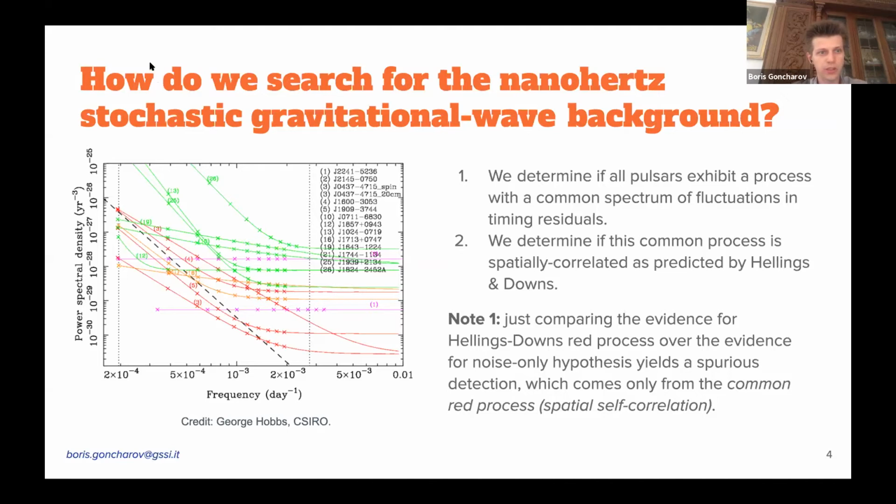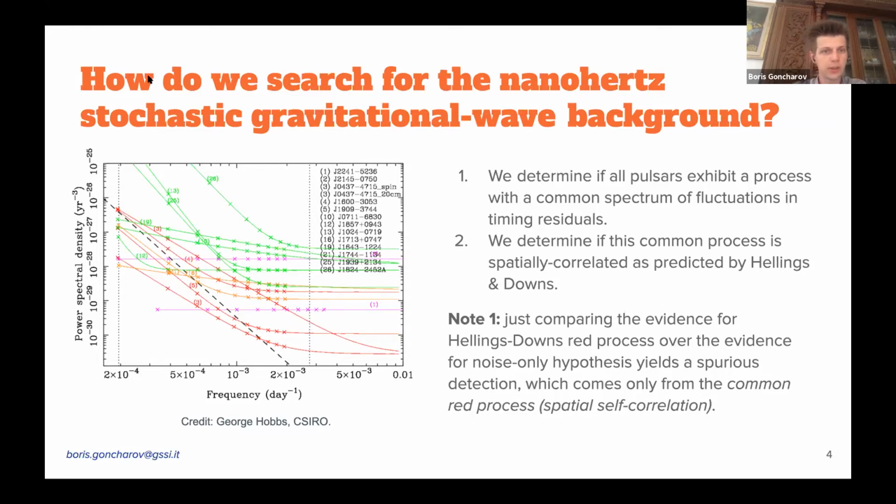Just to sum up this slide, the way we search for the stochastic gravitational background with pulsar timing arrays is first we try to determine if pulsars exhibit this so-called common red noise. That is, if all pulsars show timing spectra, or at least part of these timing spectra, that have a certain slope corresponding to the expected slope of the stochastic gravitational background, and if they share the same amplitude of the spectrum as well. After we determine that there is a common part, we also look for spatial correlations in this common part.